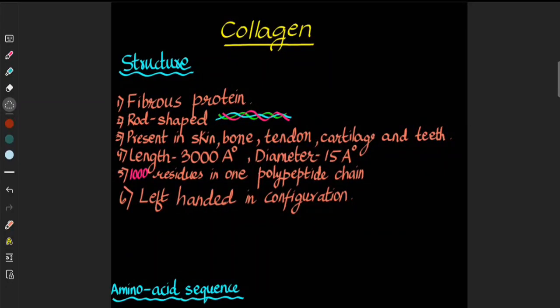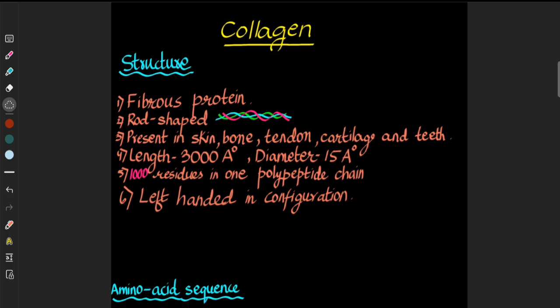Hi everyone. So today we're going to learn about a protein called collagen. Collagen is the major structural protein present in the extracellular matrix, and it is one of the most abundant proteins found in vertebrates. So let us start with the structure of collagen.